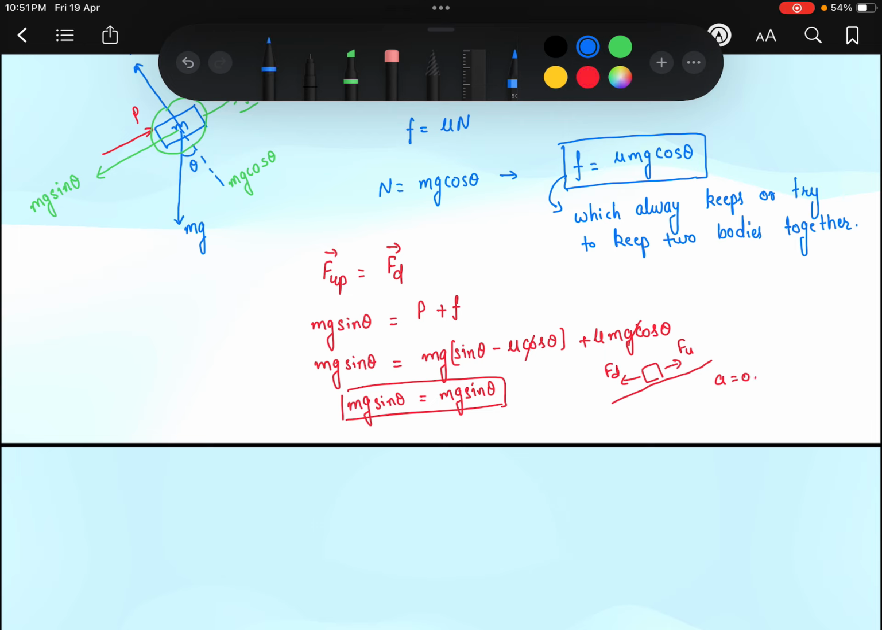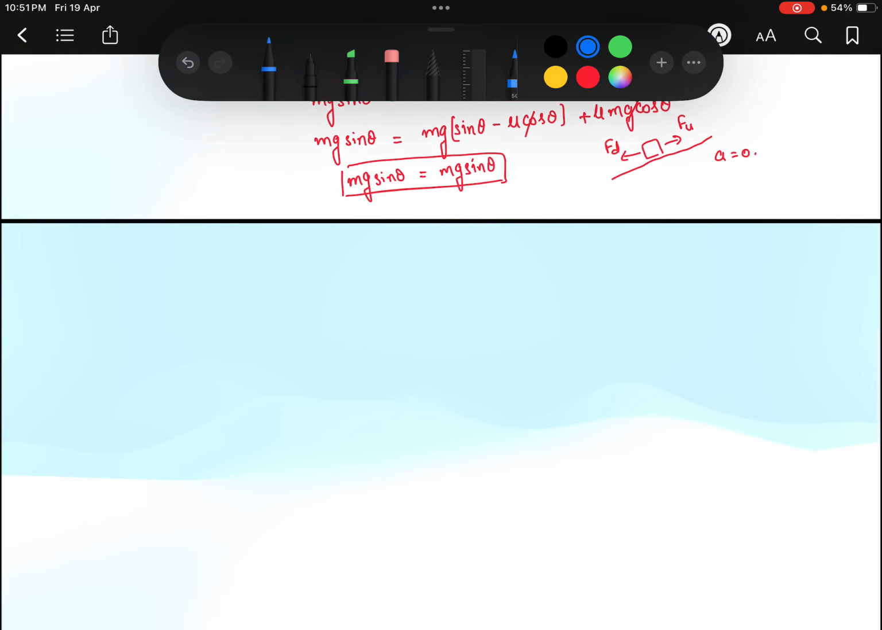Now let us take the another case here. This is our block of mass m. In a similar way, this is mg acting downward, and this is angle theta, and this is the normal acting. This is mg cos theta, and this is what? Mg sin theta.